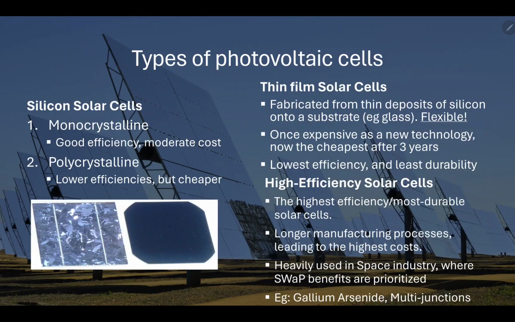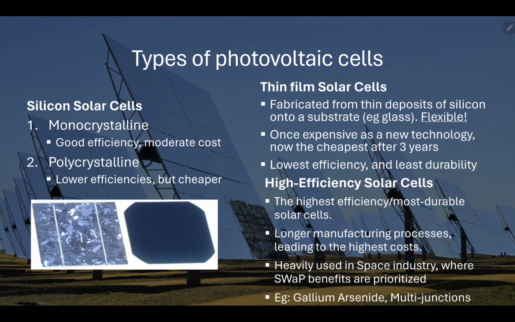High efficiency solar cells not only have the highest light to power ratio, but the most durable. They have longer manufacturing processes, which leads to the highest costs. These are heavily used in space industry where size, weight, and power benefits are prioritized. And some examples are gallium arsenide and multi-junctions, which stack junctions on top of each other.